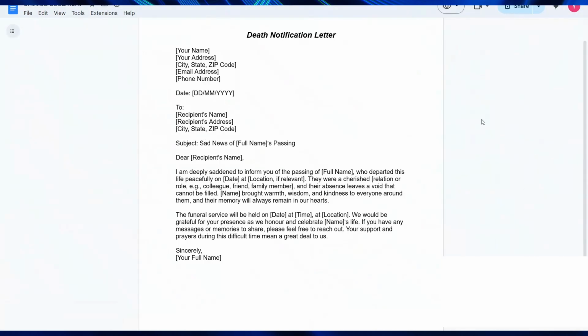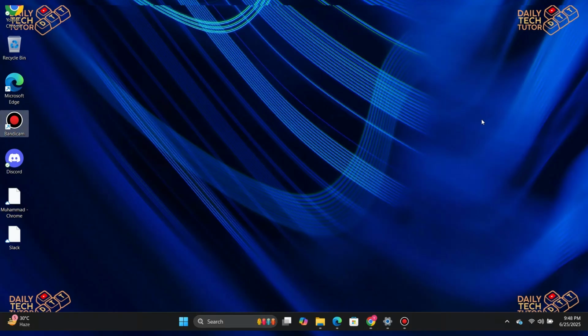Here's our sample death notification letter. You'll notice how it gently conveys the sad news, includes essential details about the deceased, and maintains a respectful and compassionate tone throughout.